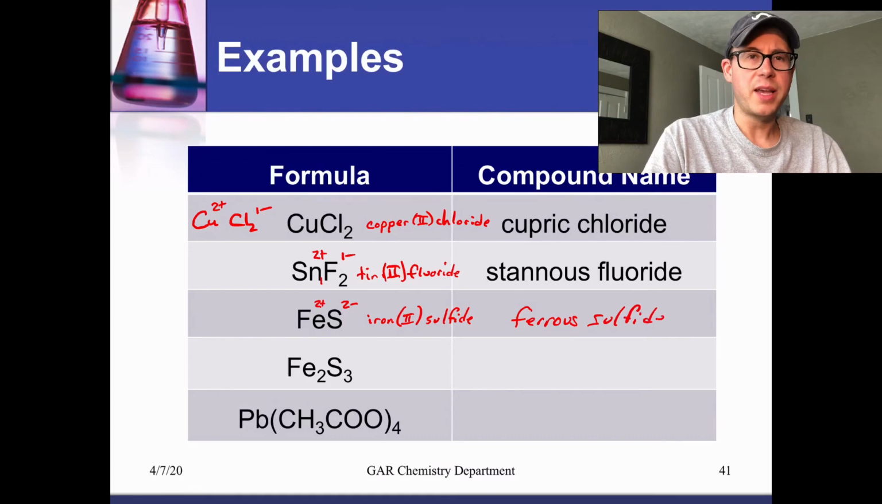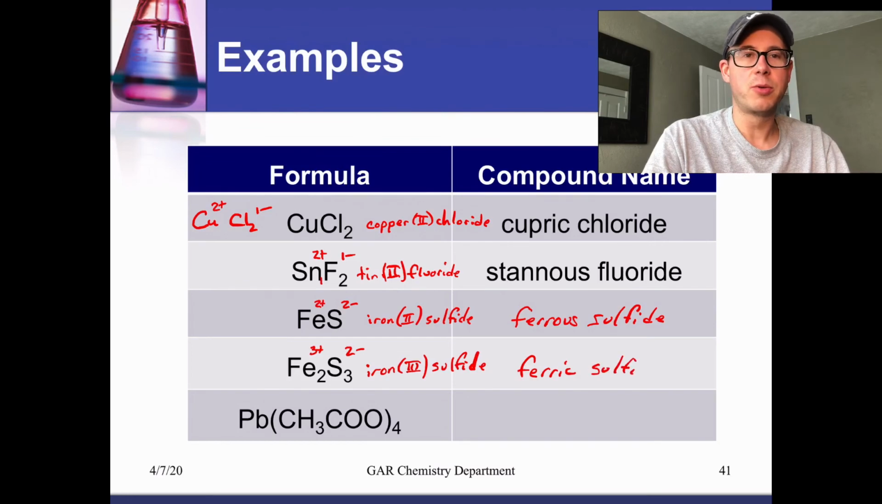Fe2S3, again the charge of sulfur is -2. Notice the charge of sulfur and the subscript on iron are the same, so that means you can reverse cross the charges. So if we take the 3 subscript from sulfur, make it the charge of iron, we end up with iron 3 plus, sulfur 2 minus. And this is iron 3 sulfide, or in the classical system, iron 3 is the higher charge, so it becomes ferric sulfide.